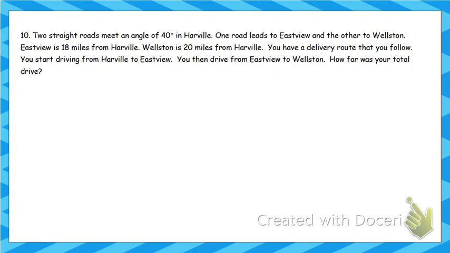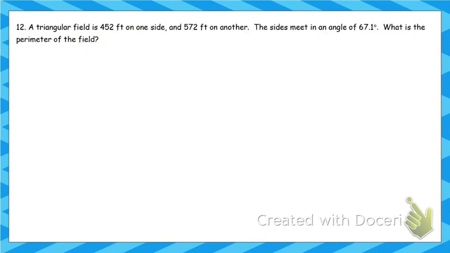All right, our last little word problem here. A triangular field is 452 feet on one side and 572 on the other. All right, so we've got 452, 572. The sides meet in an angle of 67.1. So those two sides come into 67.1 degree angle. What is the perimeter? So again, this is another case of side angle side, which is law of cosines.